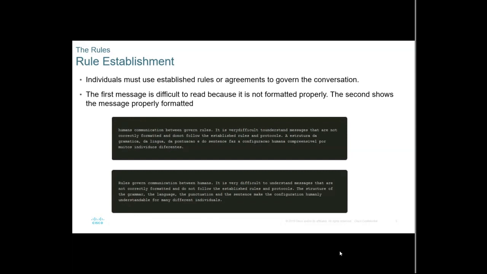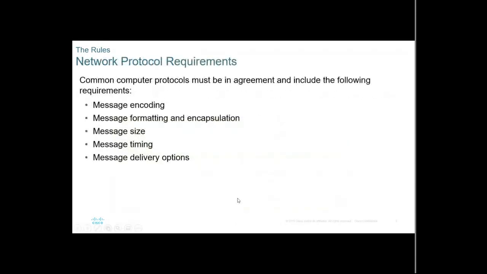And obviously, here's an example. Human communication without governing rules is very difficult. You notice that the first one is very hard to read, isn't it? Because there should be spaces here, but there's no space. So therefore, this is not obeying the rules. But if we actually obey the rules, it becomes very easy to read. It makes sense. So that's just an example.